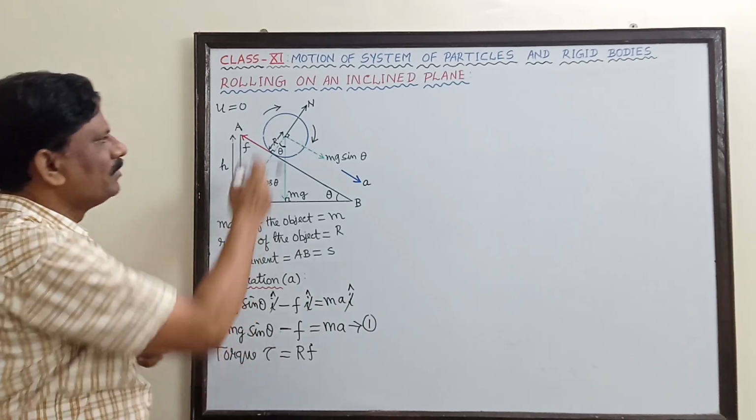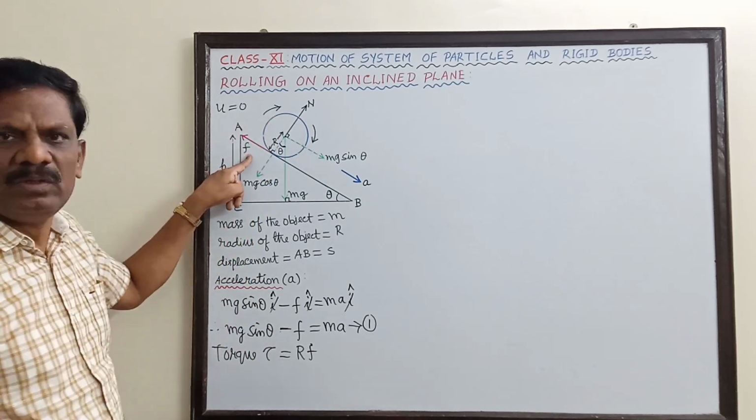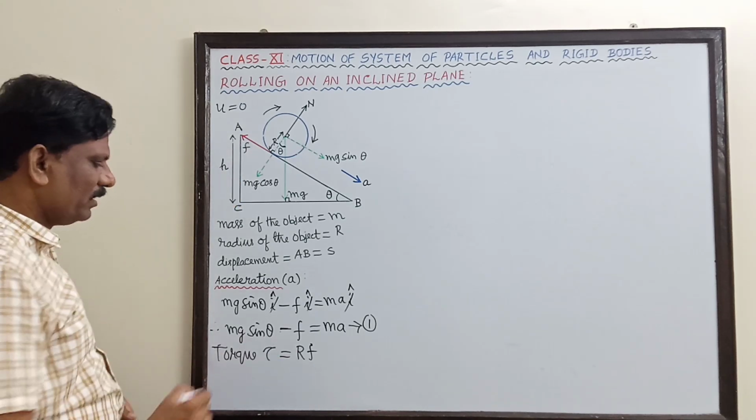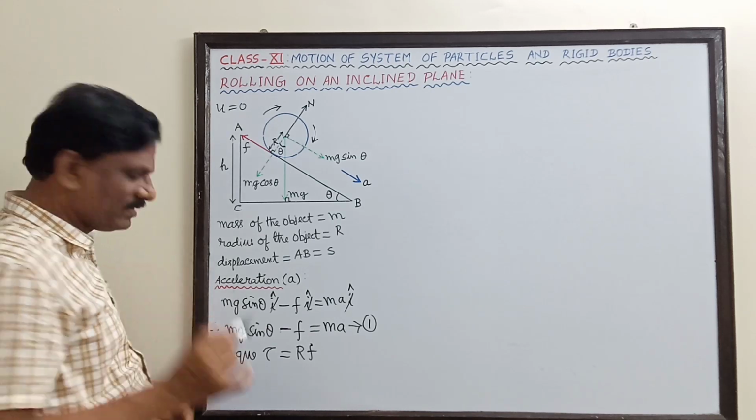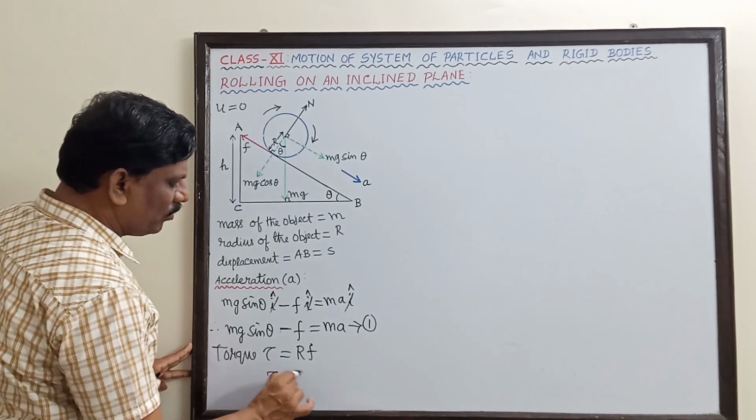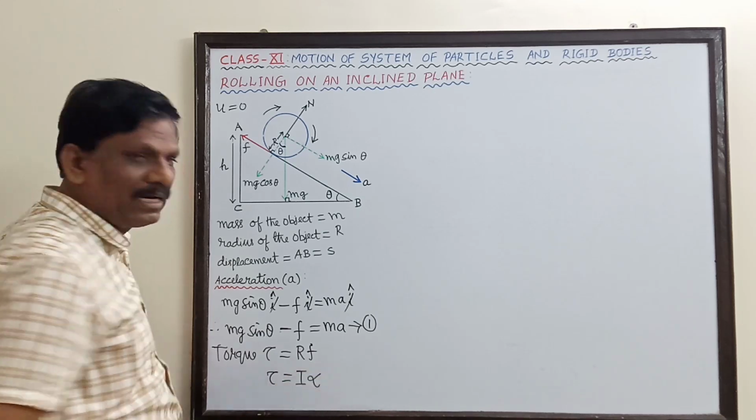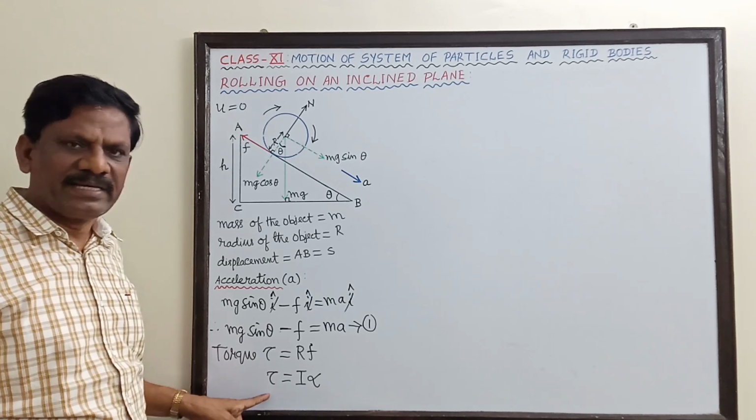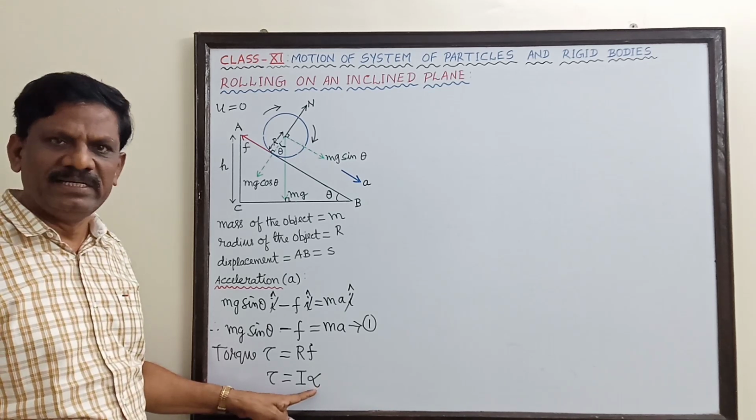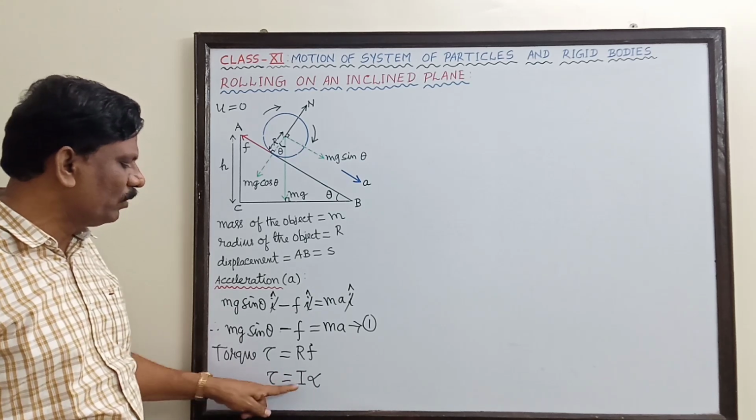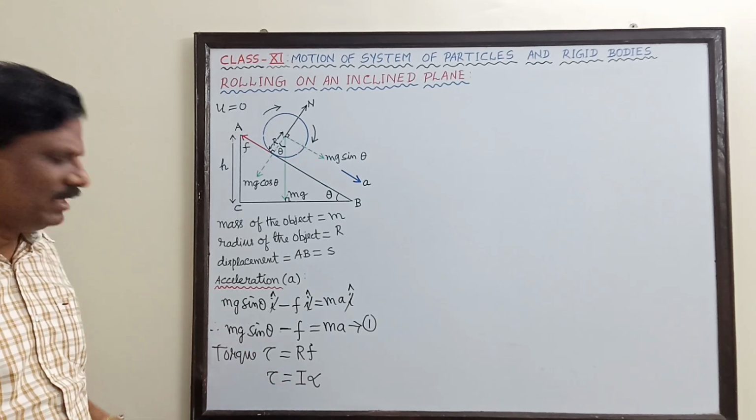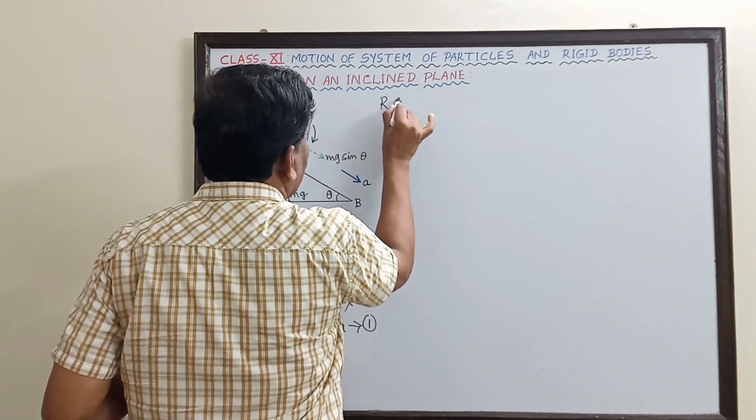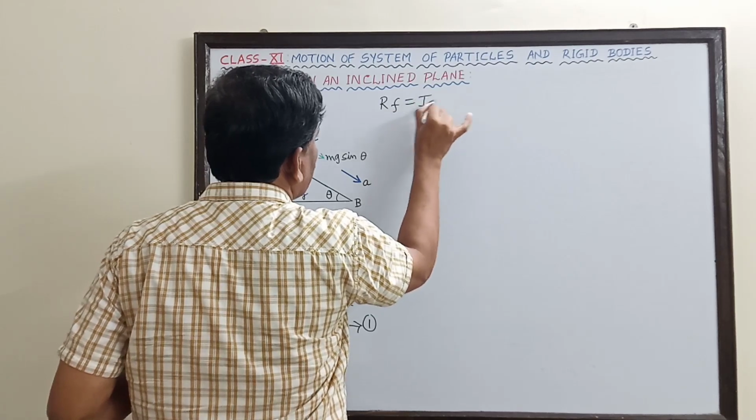So the only possible torque acting on the body must be due to the frictional force. So this torque is r into f. Now by definition we have studied torque also is equal to moment of inertia into angular acceleration, isn't it? So this is like Newton's second law, F is equal to m into a, we have studied in linear motion. So in angular motion, torque tau is also equal to I into alpha. Now I am going to equate these two. So r into f is equal to I into alpha.